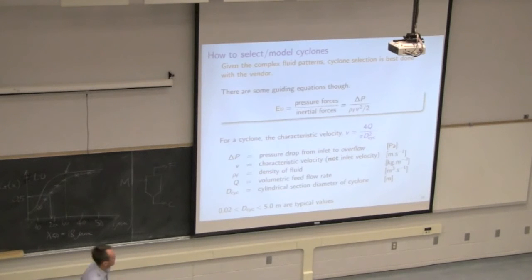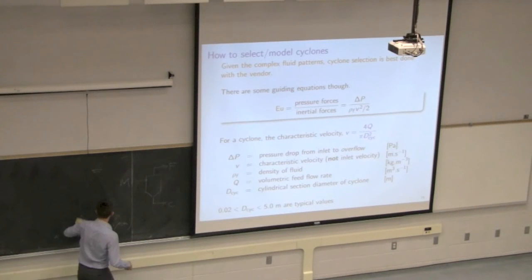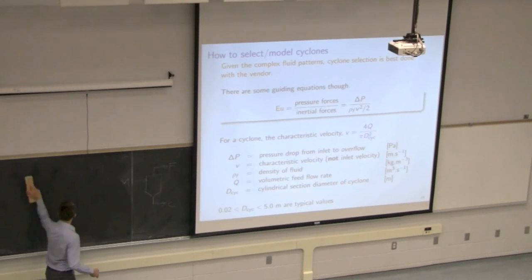So let's take a look now and understand how we can quantify the operation within a cyclone. The main number that we use is the Euler number. The Euler number is defined as the ratio of pressure forces over inertial forces. This is a number that you're comfortable with from the fluid flow course, which simply tells you if you move a fluid through a pipe, how much of the pressure force that you put in to move the fluid gets translated over into velocity.